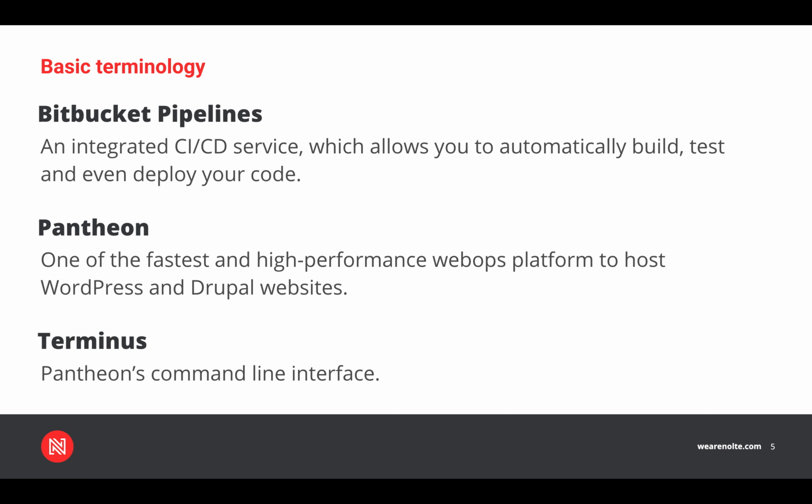Now, going back to Bitbucket, for me, one of the coolest tools it offers is Bitbucket Pipelines, or just Pipelines, which is an integrated continuous integration, continuous delivery service, which allows you to automatically build, test, and even deploy your code based on a configuration file in your repository.